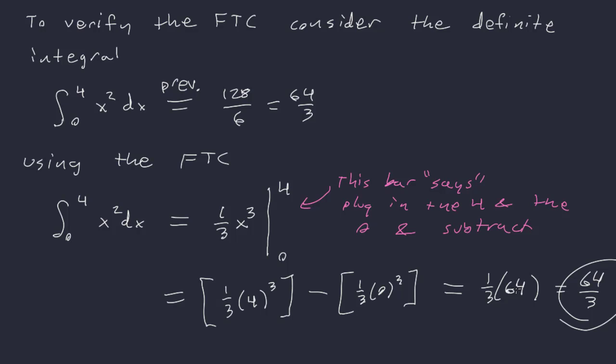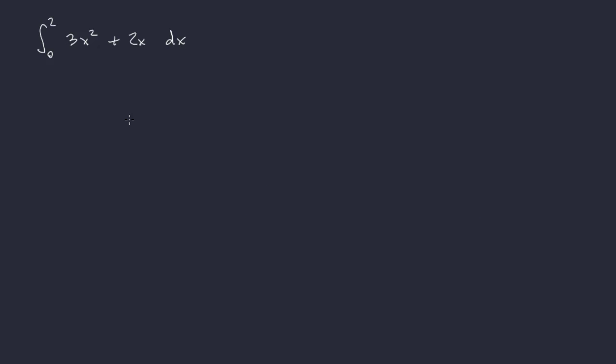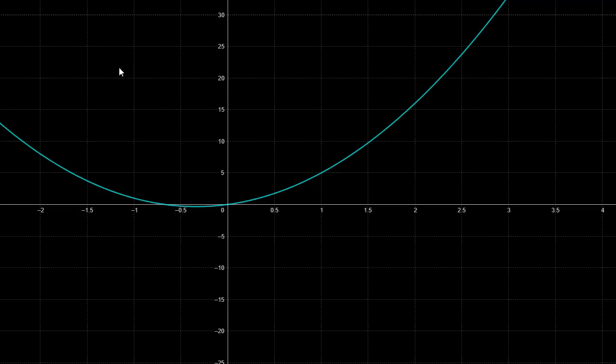All right, so I think this just brings us to the point where we can start doing some examples. So let's just look at some examples. For the first example, let's consider the definite integral from 0 to 2 of 3x squared plus 2x dx. To give an idea of what we're looking for, for those visual learners like myself.